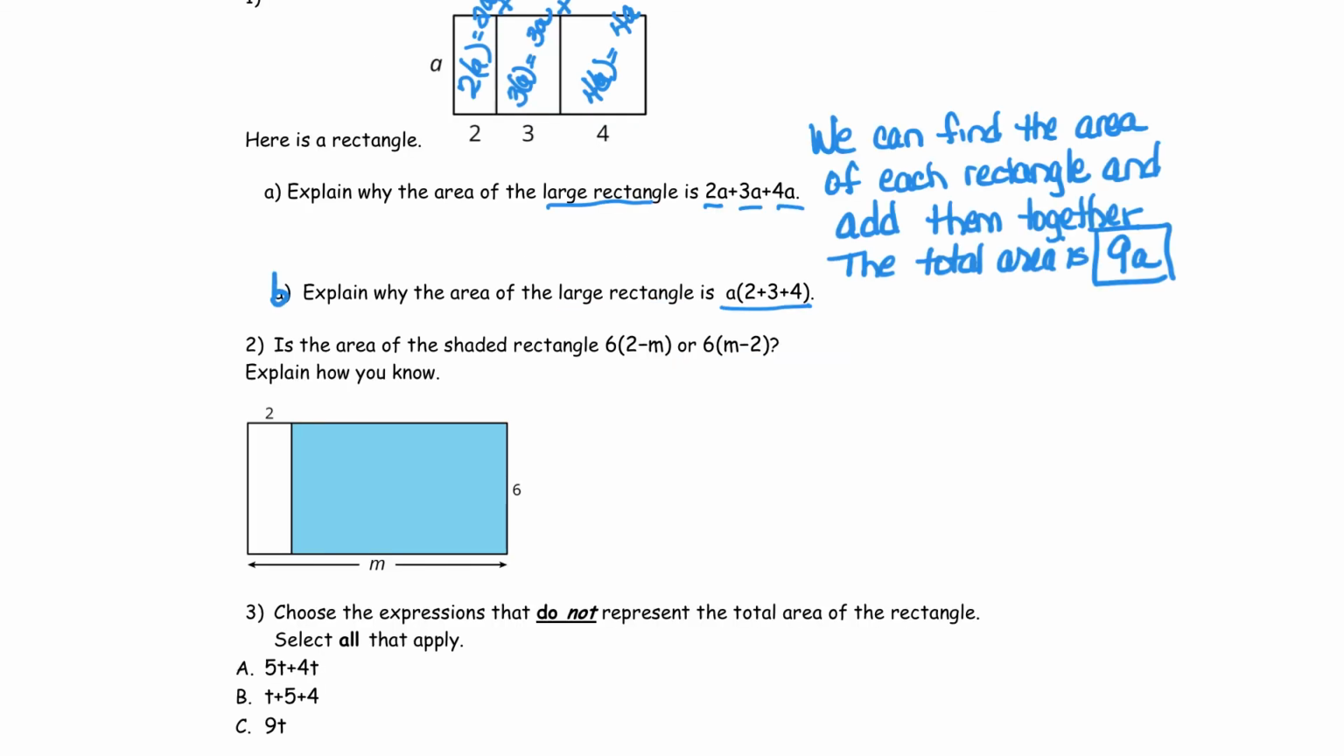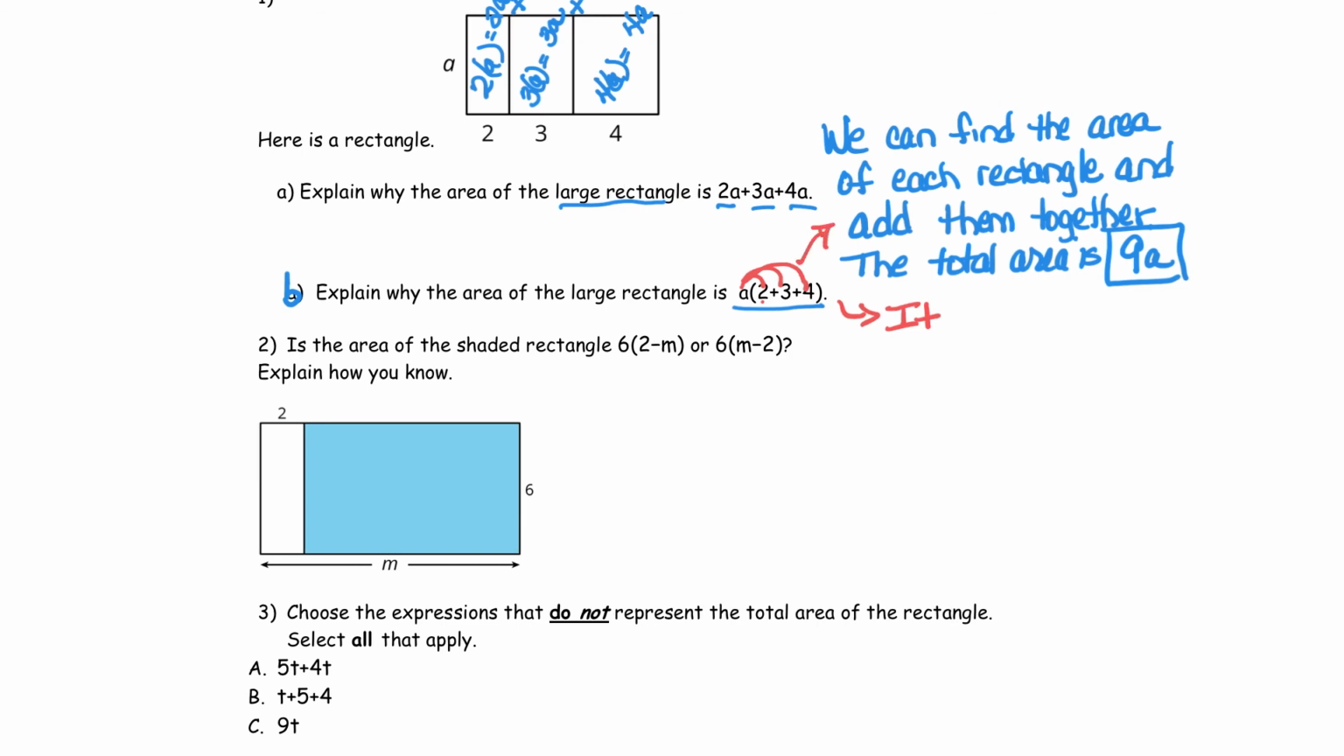Letter B, explain why the area of the large rectangle is a times 2 plus 3 plus 4. Well, if we take a look at that, hopefully you would recognize that if I distribute a times 2 plus a times 3 plus a times 4, the reason why I can say that this is the area is because it is equivalent to the same exact thing that we did in this problem. So we can just turn around and say that it is equivalent to the area in problem A.